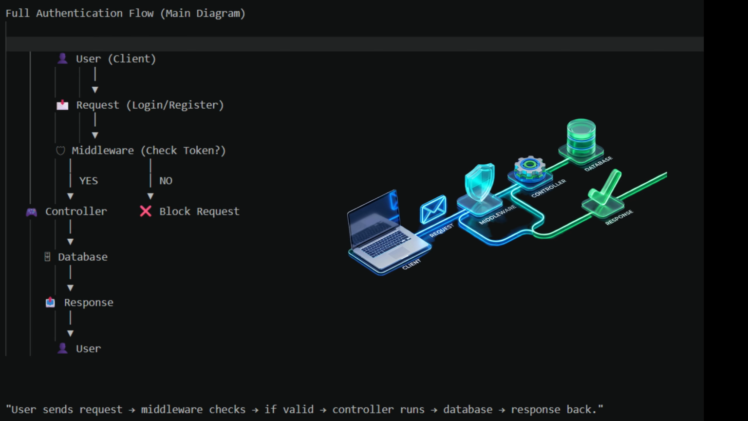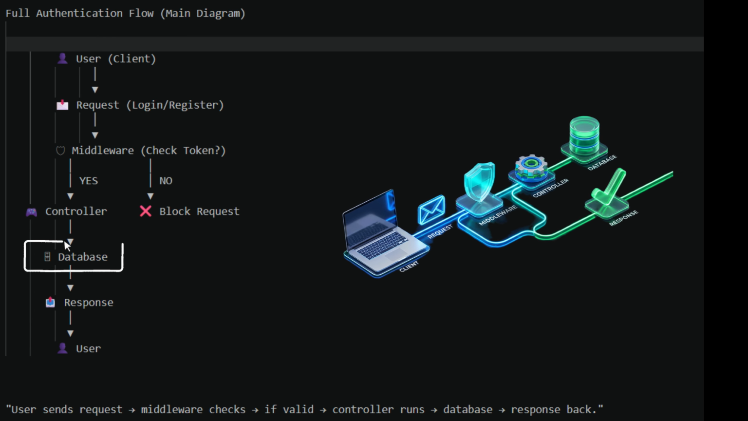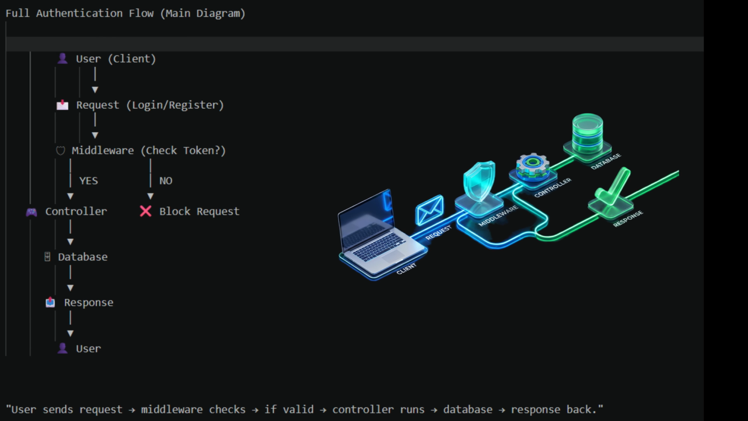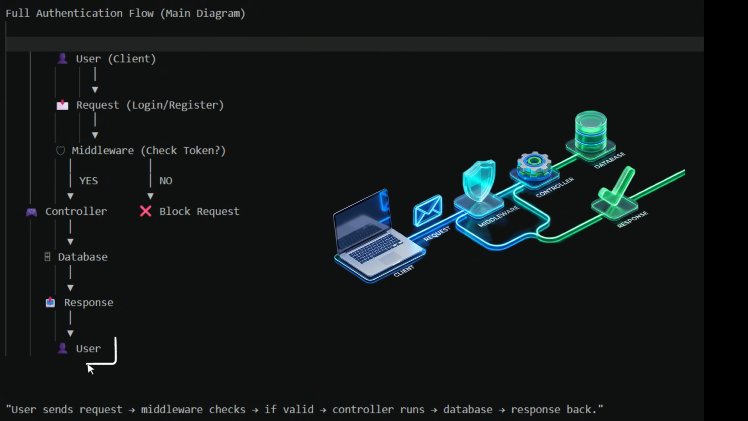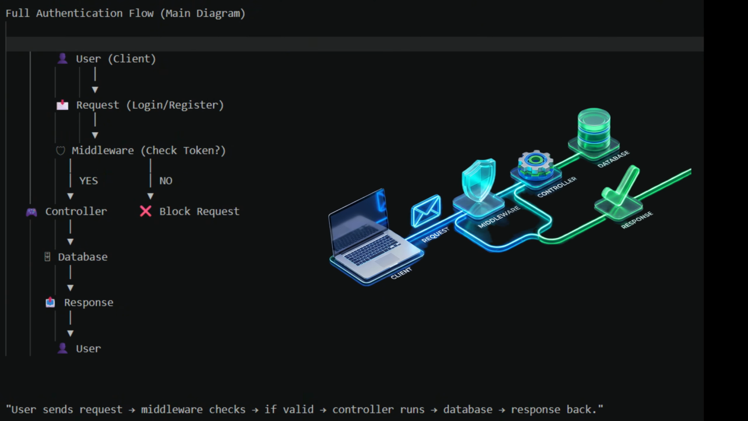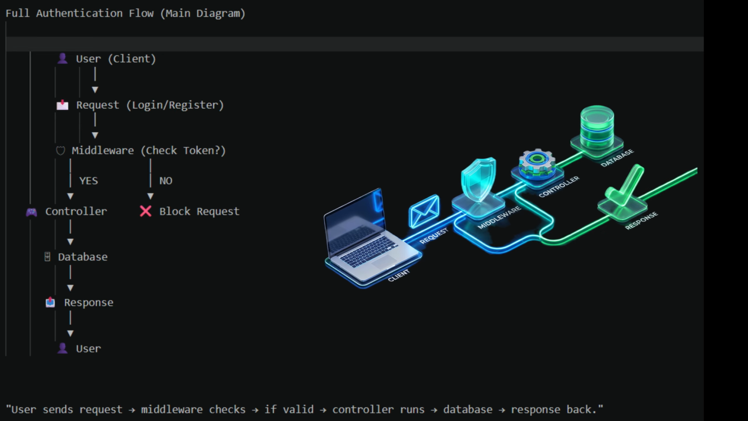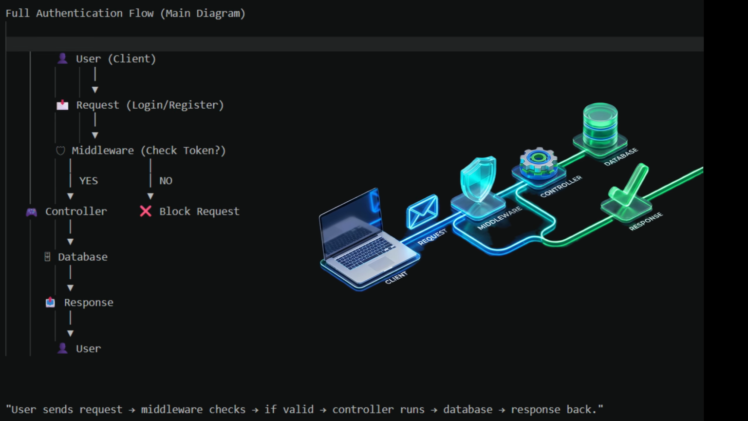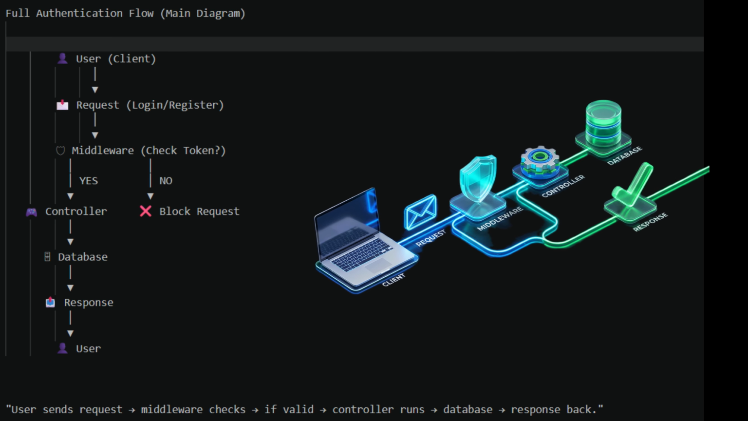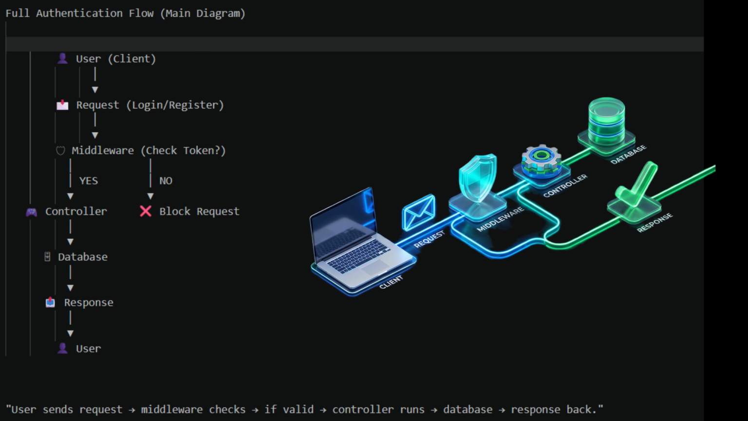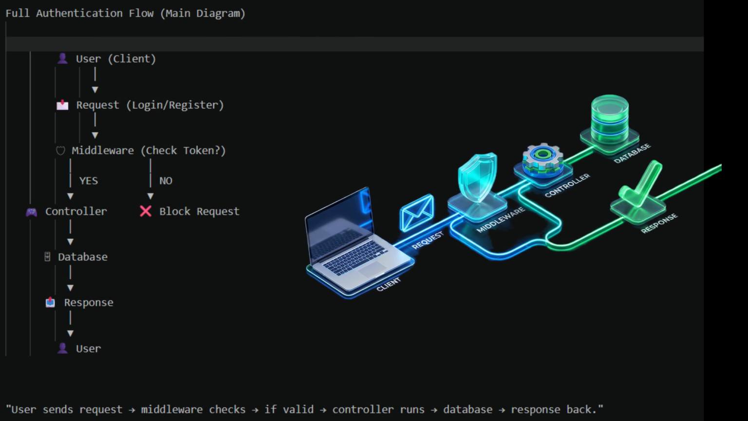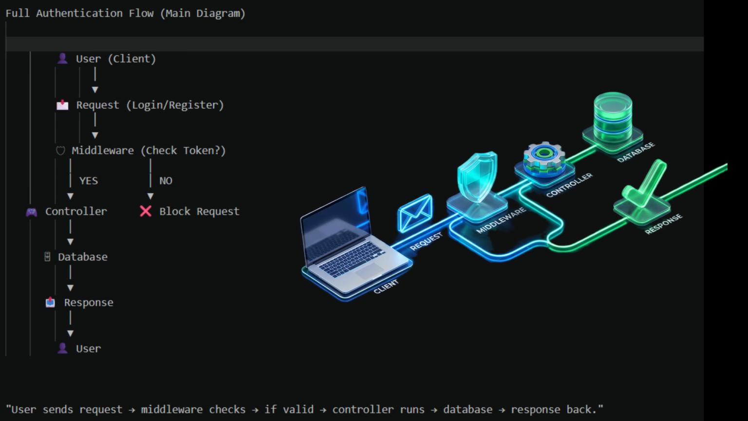The controller then talks to the database to fetch or save user data, and finally we send a response back to the user: success. Now that you have the mental map of how data moves, let's jump into the IDE and build this middleware and controller from scratch.